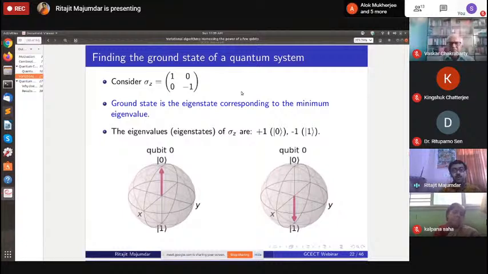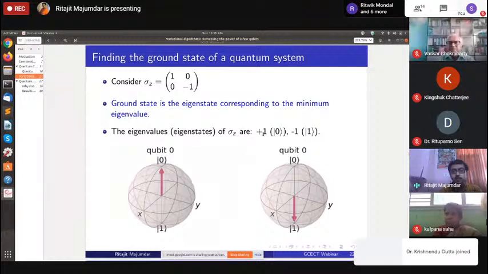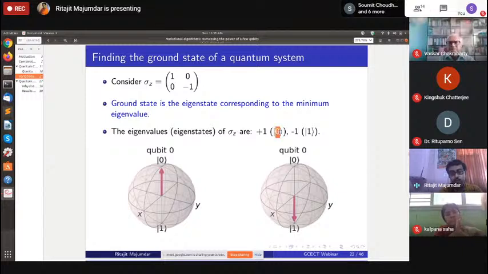What do I mean by ground state? So this is a matrix, and you will have eigenvalues and eigenvectors. If you actually work it out, it is easy to work out the eigenvalues and eigenvectors of these matrices. You will see that the eigenvalues are +1 and -1, and the eigenvector corresponding to +1 is quantum state 0, qubit 0, and for -1, it is qubit 1. So my goal here is I want to find this state 1, that corresponds to the minimum eigenvalue. Fine.